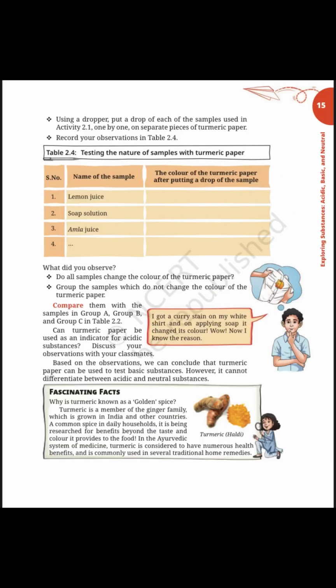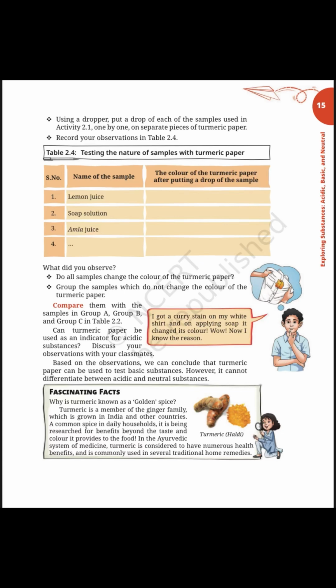Using a dropper, put a drop of each of the samples used in Activity 2.1, one by one, on separate pieces of turmeric paper. Record your observation in Table 2.4, testing the nature of samples with turmeric paper. What did you observe? Do all samples change the color of the turmeric paper? Group the samples which do not change the color of the turmeric paper. Compare them with the samples in group A, group B and group C in Table 2.2.